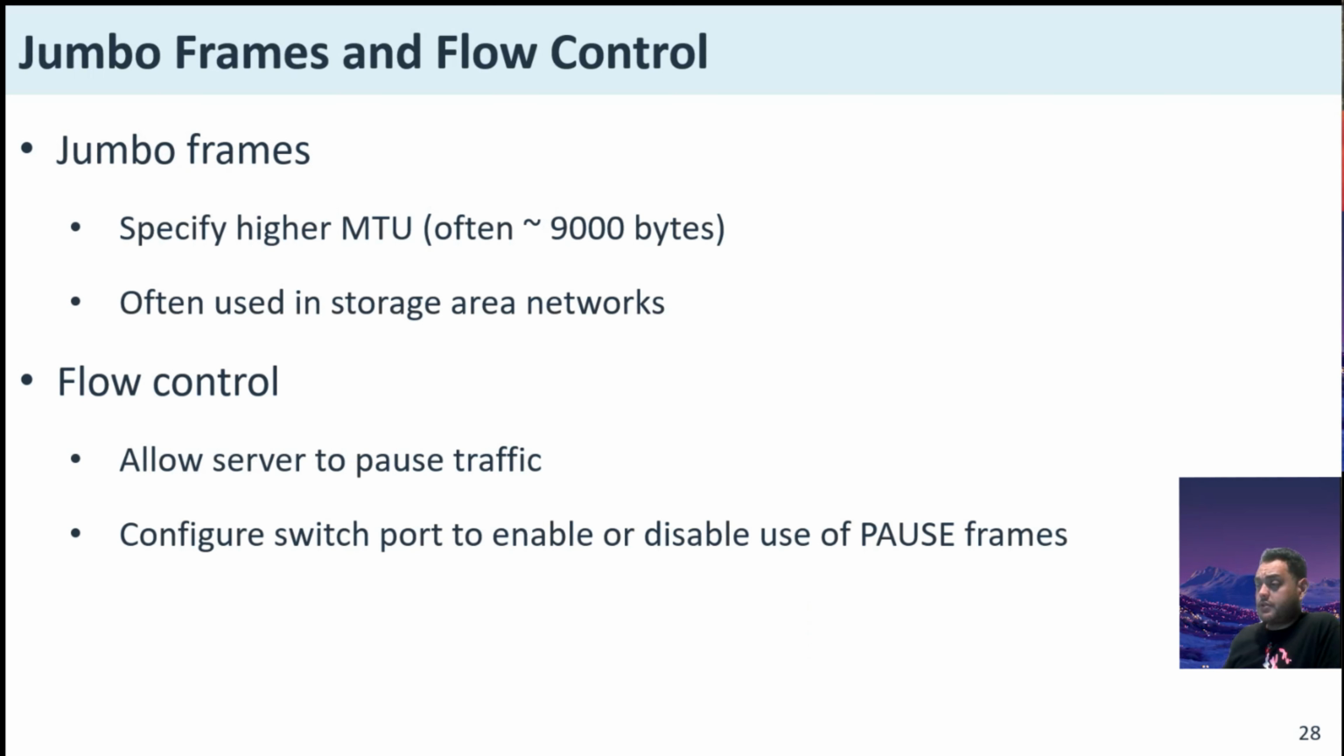Jumbo frames and flow control. Some types of hosts, such as those implementing storage area networks, called SANs, have special requirements. Traffic processed by these hosts can be optimized by configuring port settings for jumbo frames and flow control. Jumbo frames: ordinarily an Ethernet frame can carry a data payload, or maximum transmission unit, of up to, remember this guys, 1500 bytes. And that's maximum. And that's a frame from 46 to 1500 bytes.